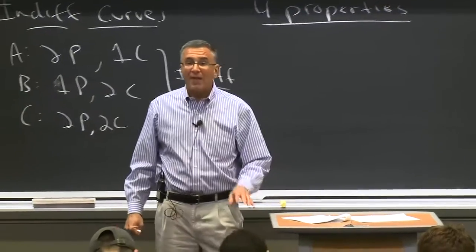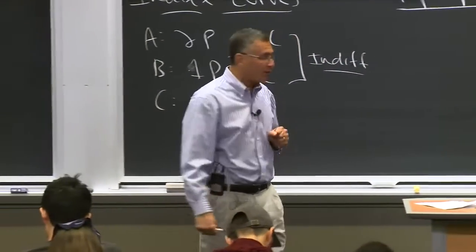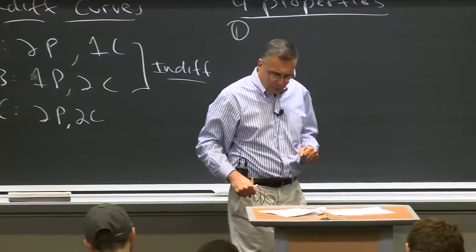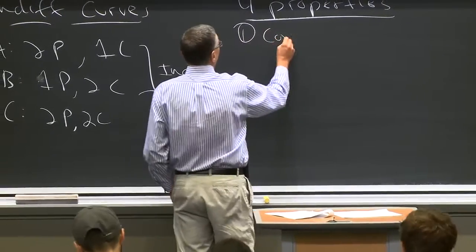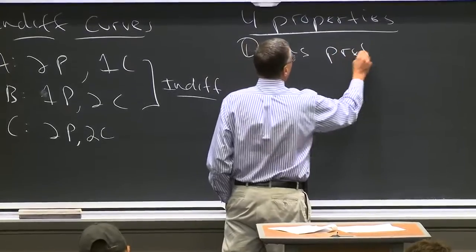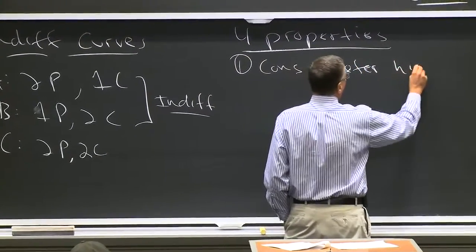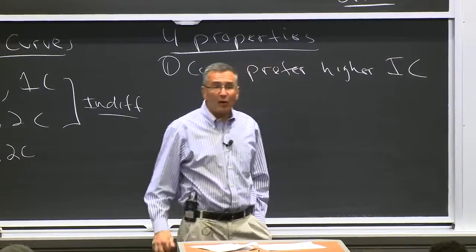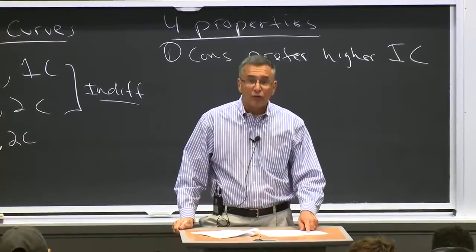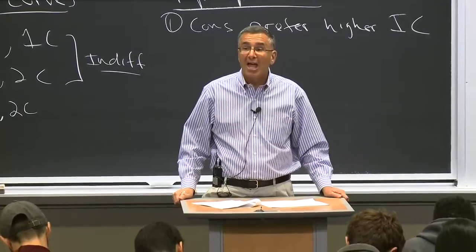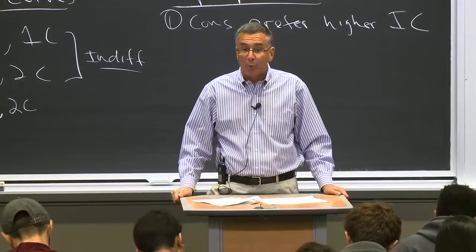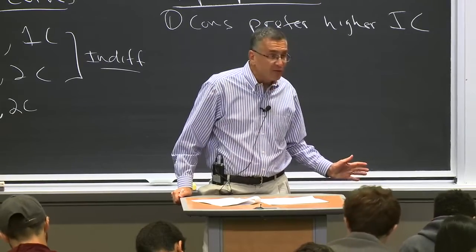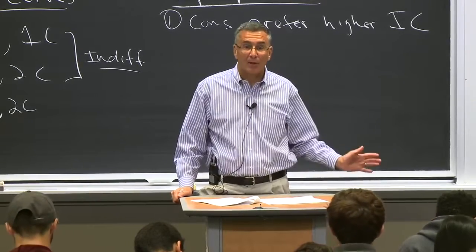There are 4 properties that follow from these underlying assumptions. Property 1 is consumers prefer higher indifference curves. Okay? And that just follows from more is better. That is, an indifference curve that's higher goes through a package that has at least as much of one thing and more of the other thing. Therefore, you prefer it. So as indifference curves shift out, people are happier.